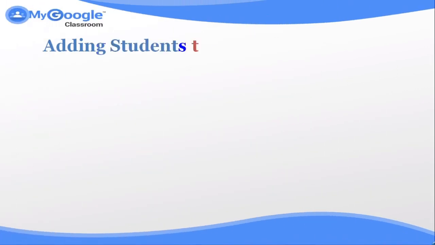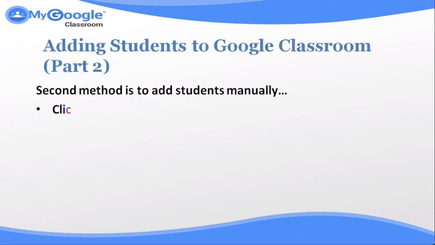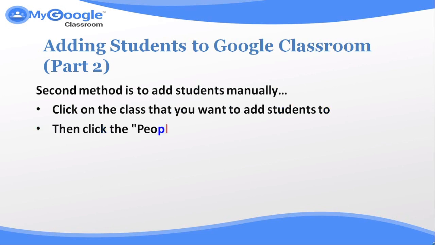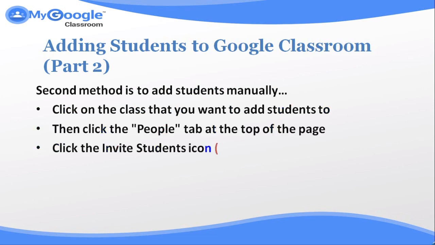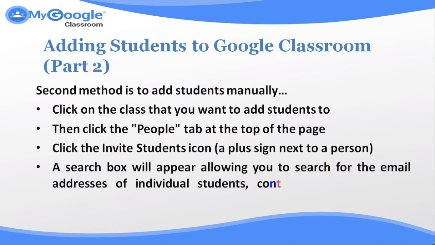Adding students to Google Classroom, Part 2. The second method is to add students manually. Click on the class that you want to add students to. Then click the People tab at the top of the page. Click the Invite Student icon, a plus sign next to the person. A search box will appear, allowing you to search for the email address of individual students, contact groups, or Google Groups.